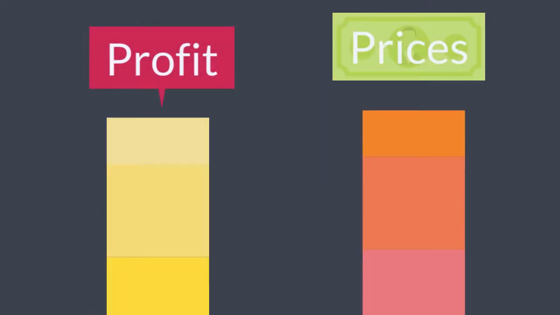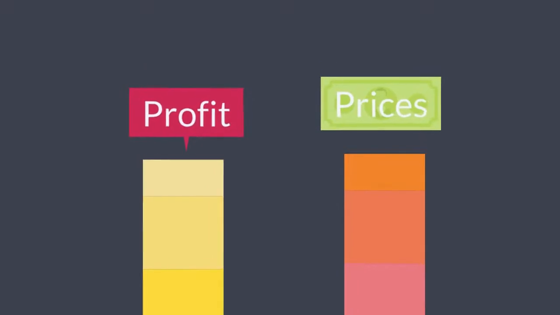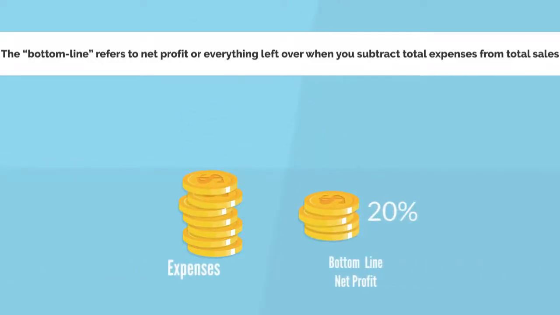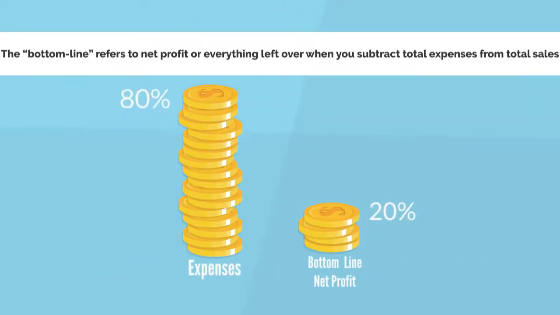Some people think you can only increase profits by raising prices, but modern industrial distributors know you have to look at the big picture to grow profit. The bottom line refers to the net profit, or everything left over when you subtract total expenses from total sales.